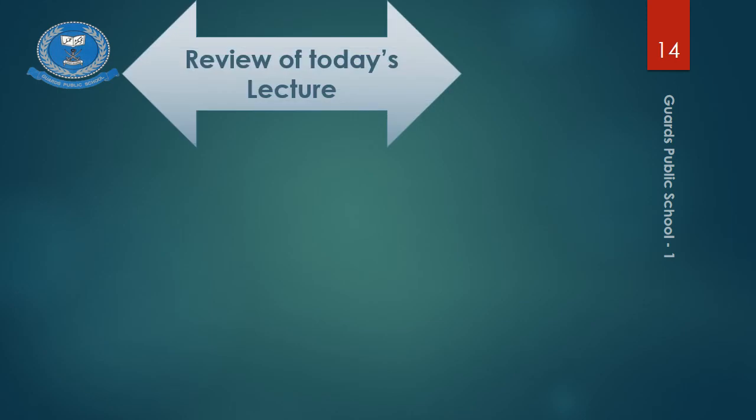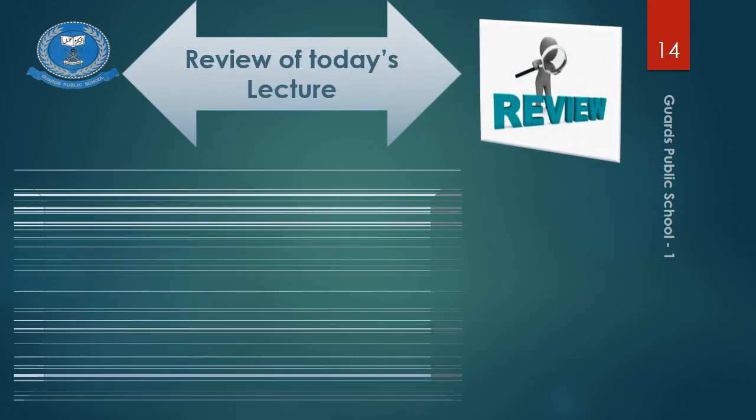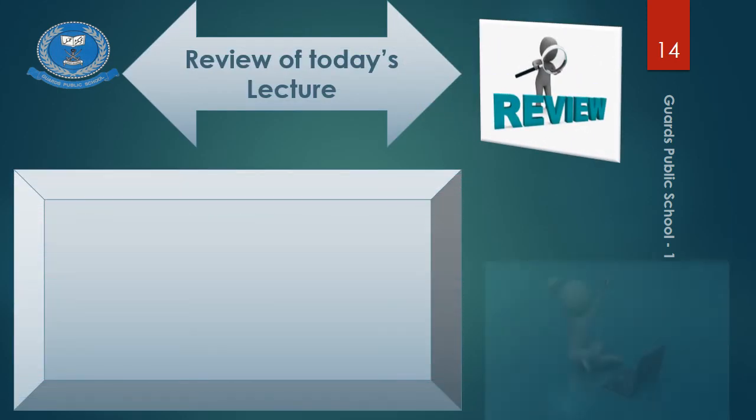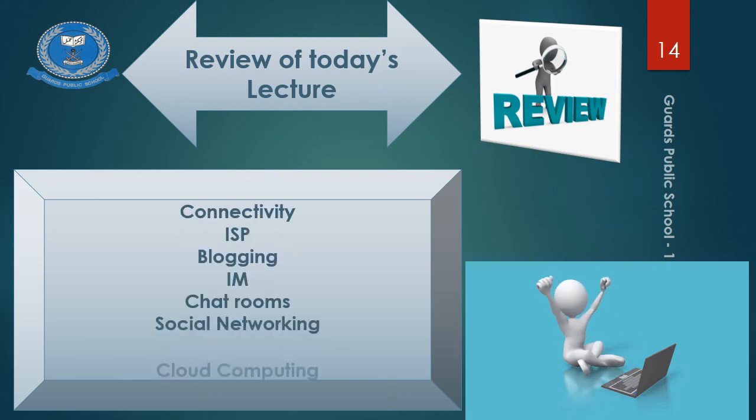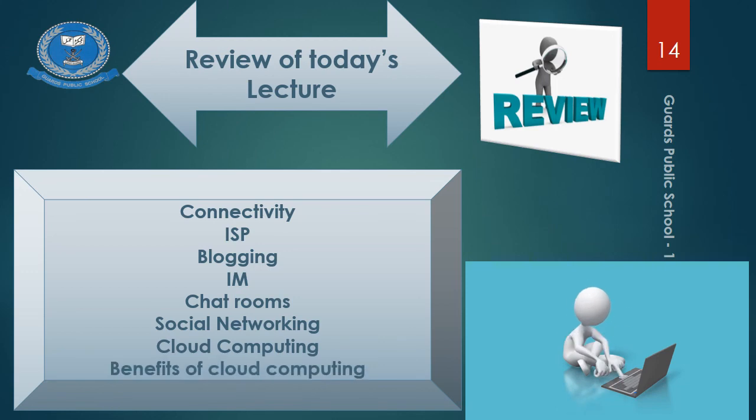Review of today's lecture. Students, today we have completed our chapter number 3, which is the uses of internet, and we have covered all these topics: connectivity, ISP, blogging, IM, chat room, social networking, cloud computing, and the benefits of cloud computing. You can remember their names, and hopefully this chapter is clear. You should do the assignment, and students, start learning all these chapter exercises.